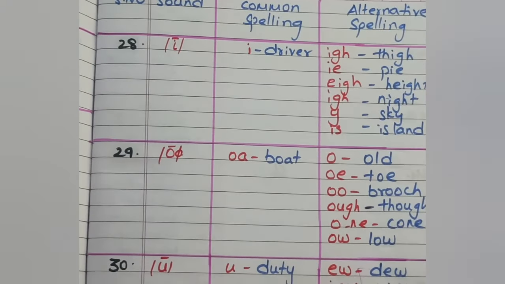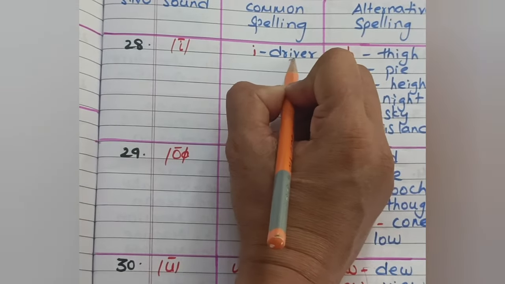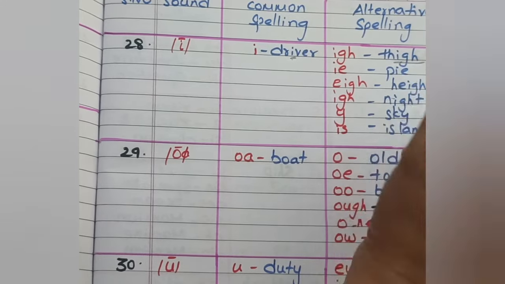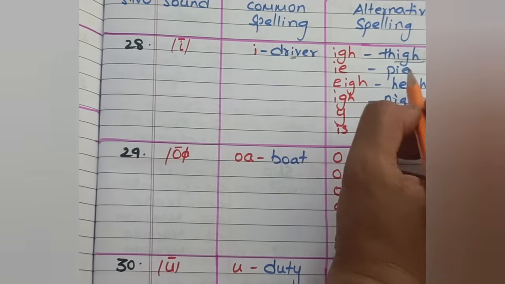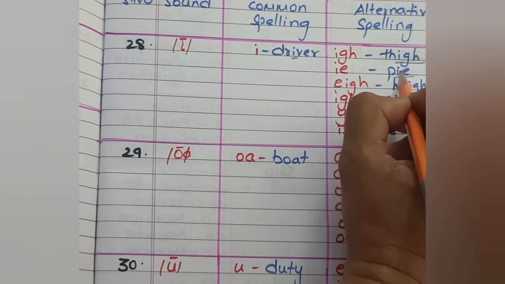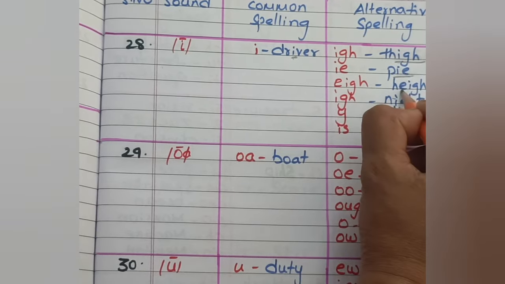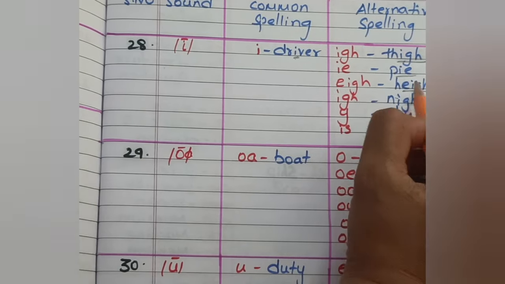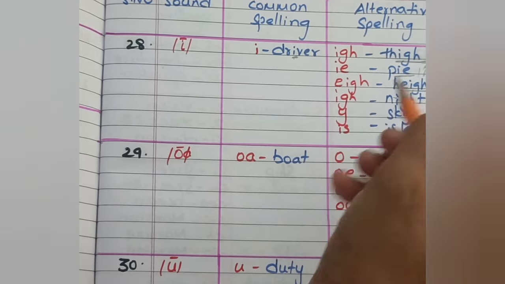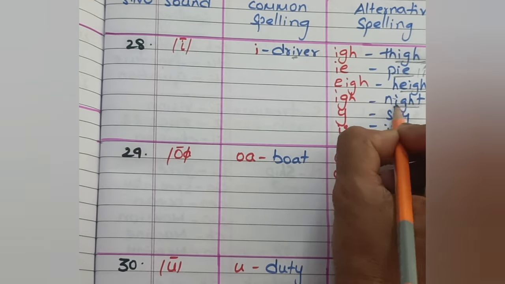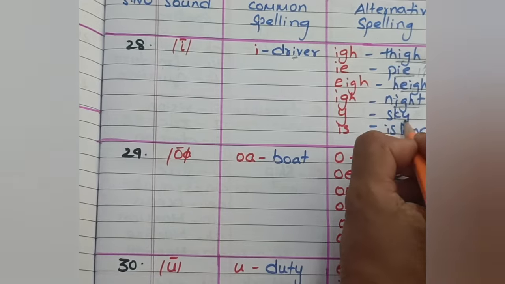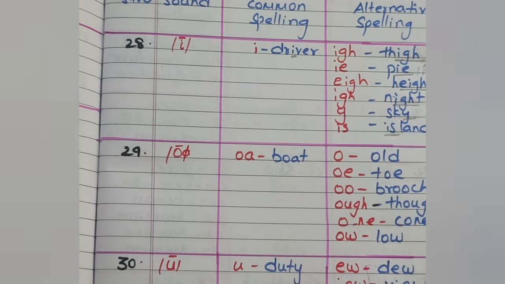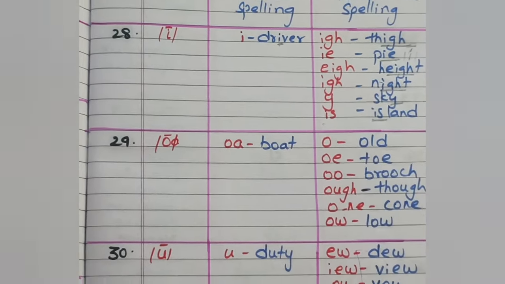And the next one is I. In dry, I. Common spelling is driver. In thigh, I-G-H, representing the sound of I. In pie, I-E, these two letters make the sound I. In height, E-I-G-H, here we are using the sound of I. In night, I-G-H, these three letters are representing the sound of I. In sky, Y letter. And in island, I-S. These two letters are representing the sound of I.